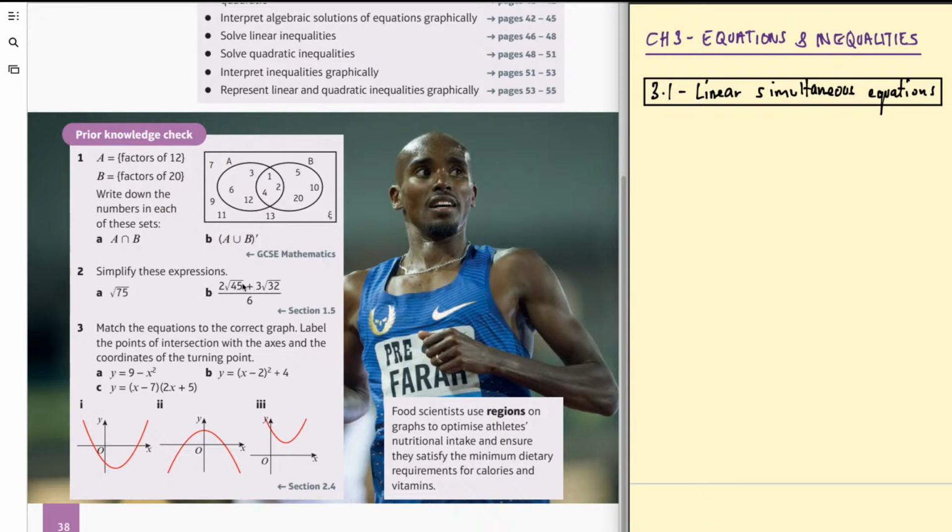Surds, so simplifying surds, we did this in chapter 1. 3, matching the equations to the correct graph. The complement, that's what it's called, the complement of A union B. So match the equations to the correct graphs, label the points of intersection with the axes and coordinates of the turning points. So this was actually from the previous chapter. We did some of this.